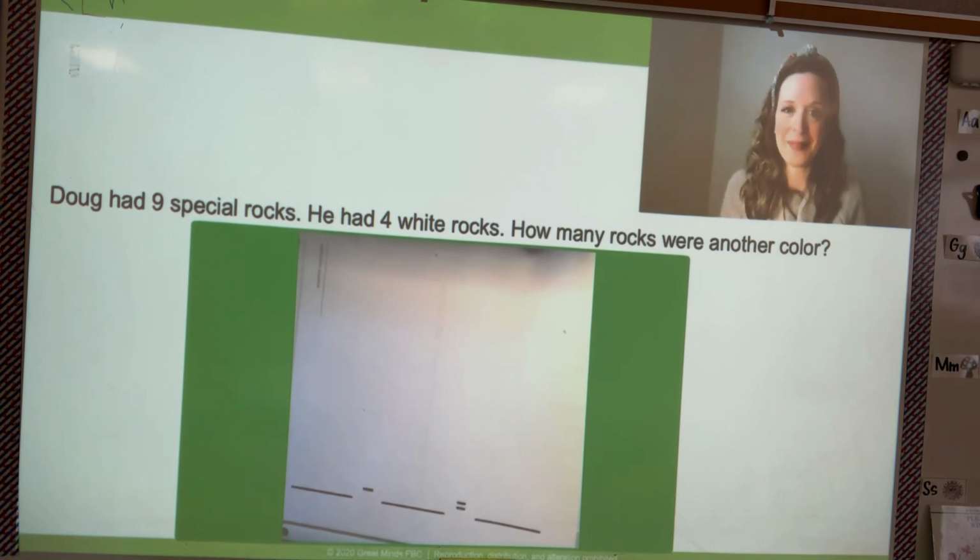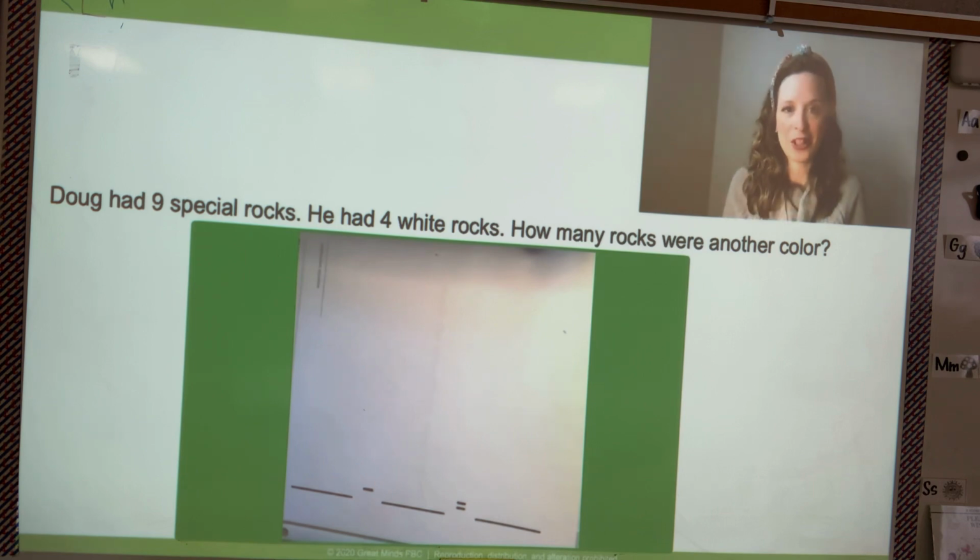Doug, he's my friend, had 9 special rocks. He had 4 white rocks. How many rocks were another color? Open your eyes. Wow, that's a lot of information. Let's read each chunk of the story and draw to help us solve.